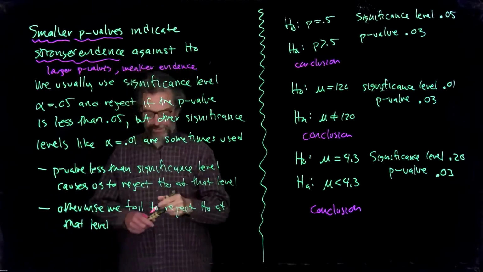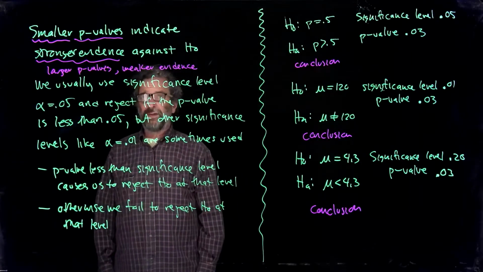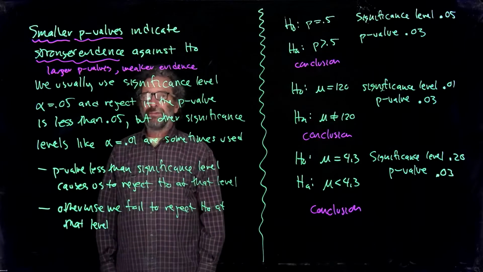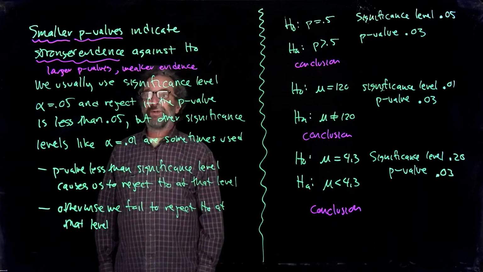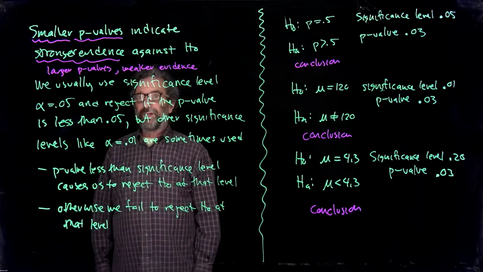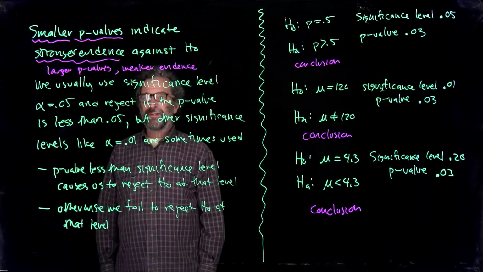Against the null hypothesis. So you're trying to gather evidence to claim the null hypothesis is false. Small p-values would lead you to believe that. Large p-values would lead you to go, oh well, it's probably random variation. We usually use significance level alpha equals 0.05 and reject if the p-value is less than 0.05.